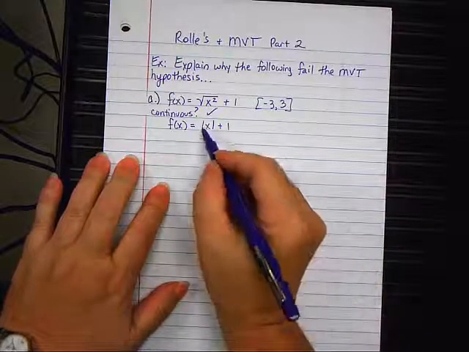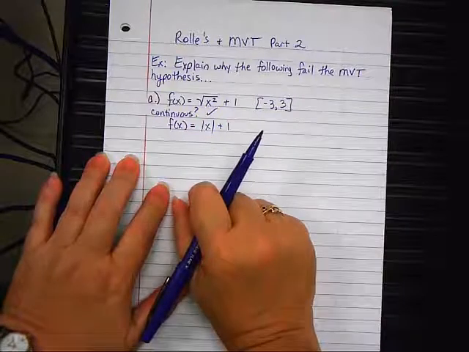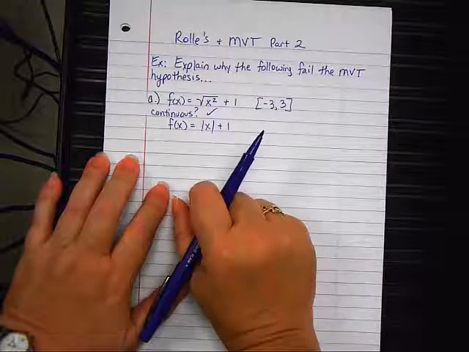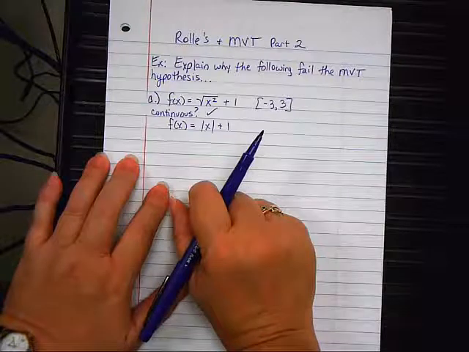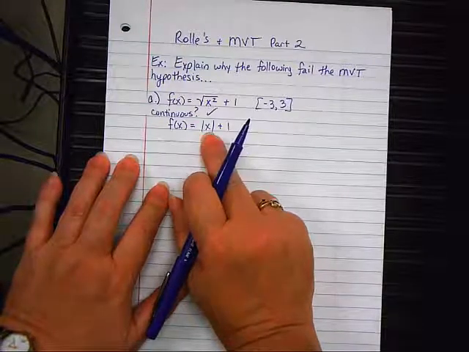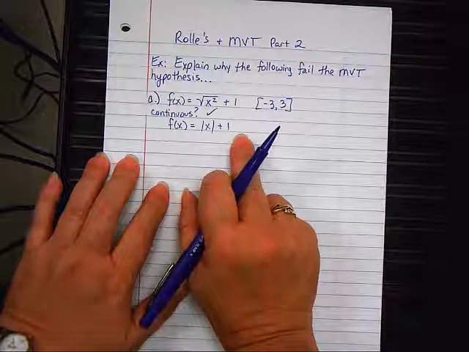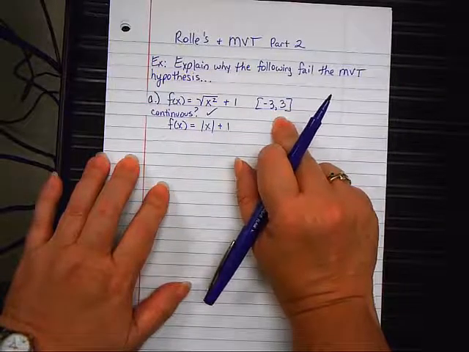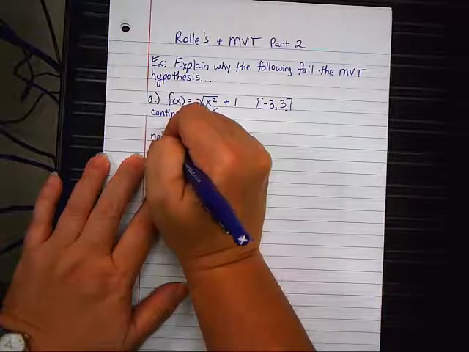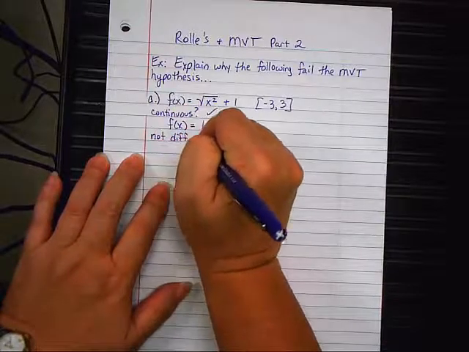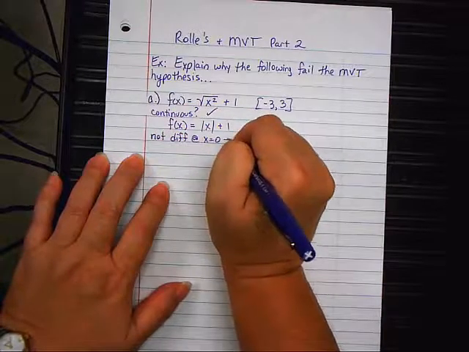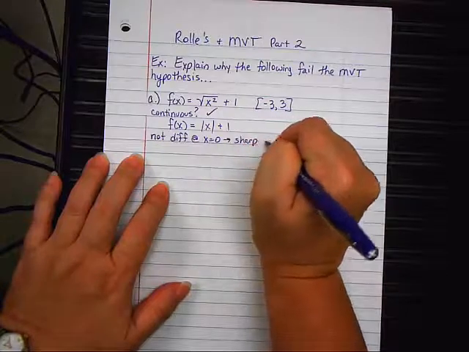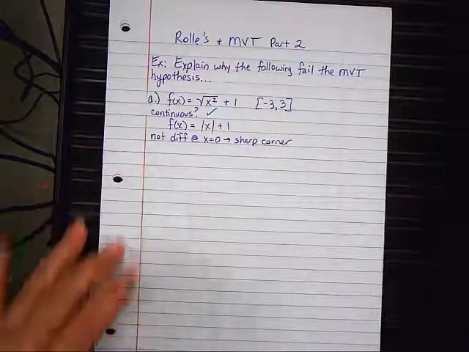Now, for this problem, where will the sharp corner be? No, that's the y value of the sharp corner. What's the x value? Turn it around. 1. H is 0, k is 1. So it's at the sharp corner at 0, 1. Is 0 between here? Yeah. So this one is not differentiable at x equals 0 because it has a sharp corner. That's why it fails.